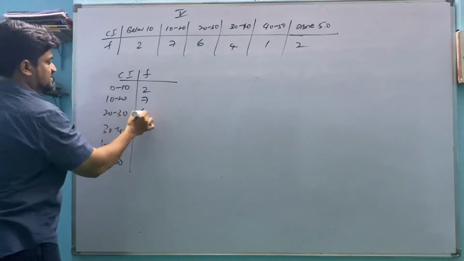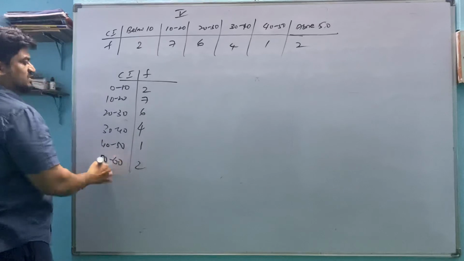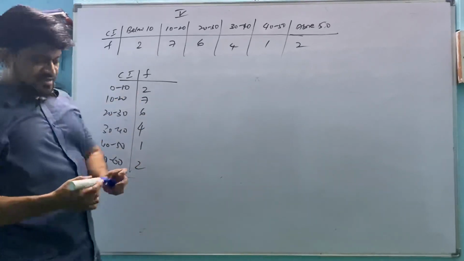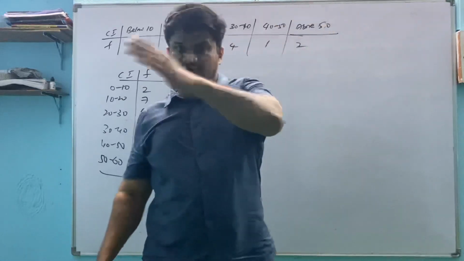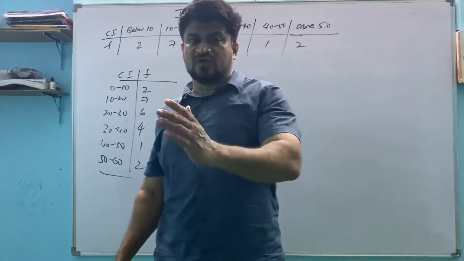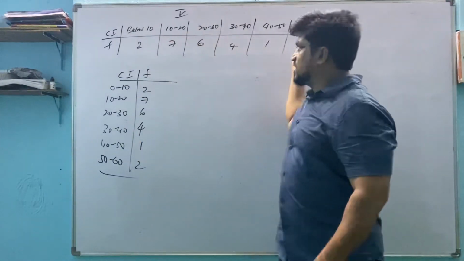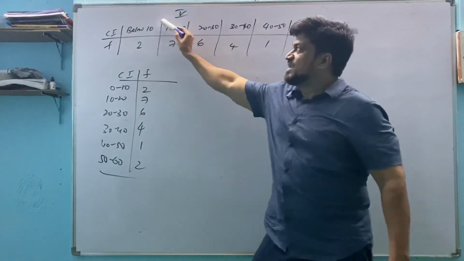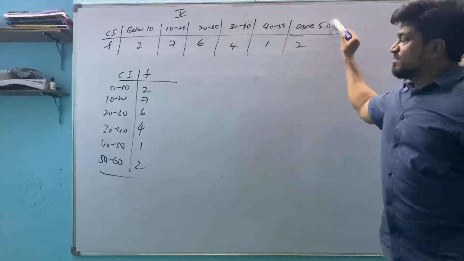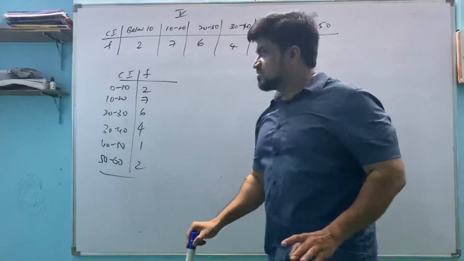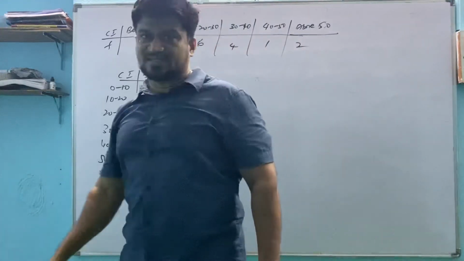Then 2, 7, 6, 4, 1, 2. We have not subtracted anything. Why? When open-end classes are given, for above or below questions, above is given to all values, below is given to all values. If above and below are both given in a single question, just fill this end. Below 10 means 0 to 10. Above 50 means 50 to 60. We just need to fill that, and everything else stays as it is.